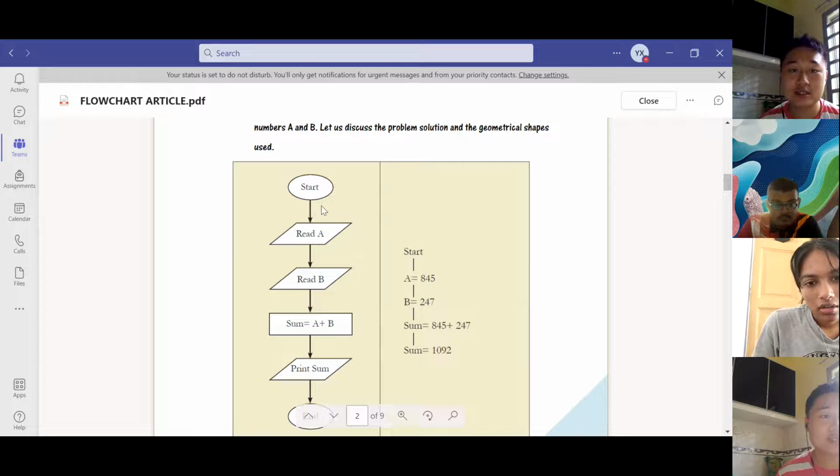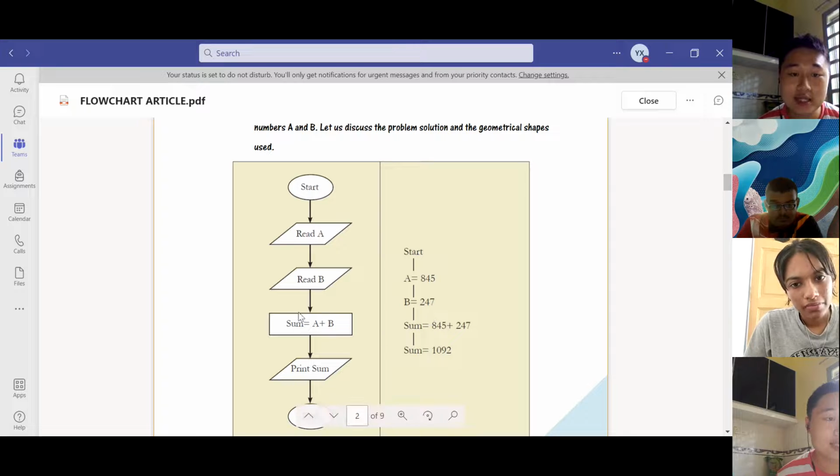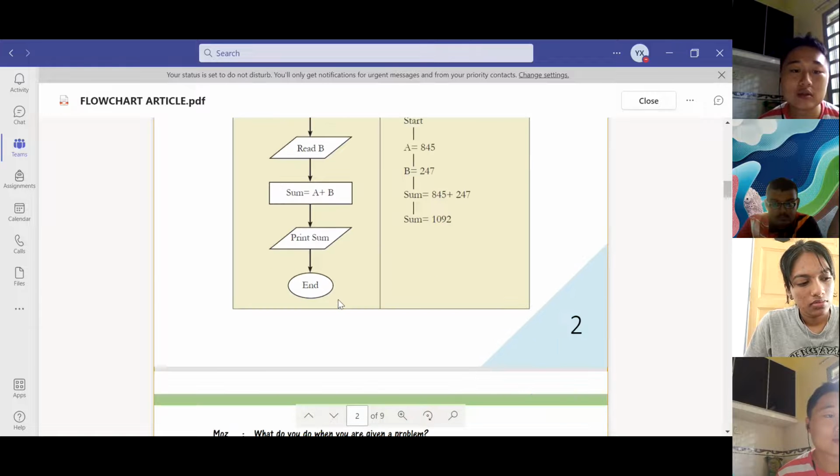So in this flowchart, here's the start, the inputs, the process, the output, and the end. Read A is 845, read B is 247. In the process, this rectangle, sum equals A plus B, so it's 845 plus 247. And then print sum equals 1092.